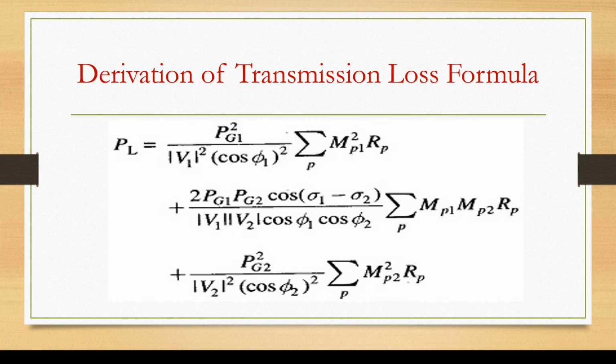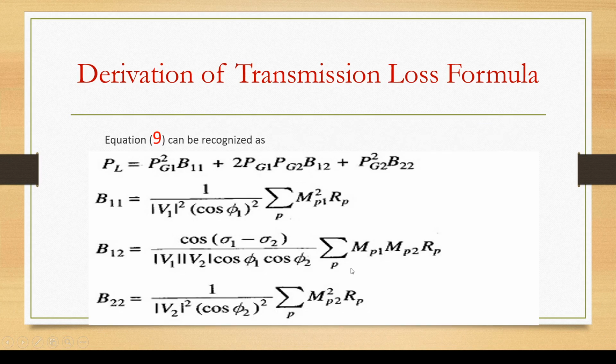Then we are going to obtain PL value as Pg1 square by mod V1 square cos phi 1 square summation over P of MP1 square Rp, plus 2 Pg1 Pg2 cos sigma 1 minus sigma 2 by mod V1 mod V2 cos phi 1 cos phi 2 summation over P of MP1 MP2 Rp, plus Pg2 square by mod V2 square cos phi 2 square summation over P of MP2 square Rp.